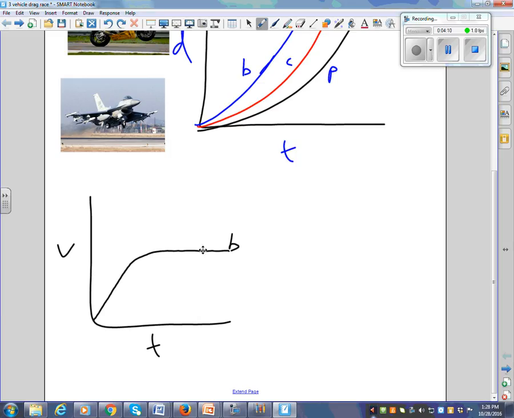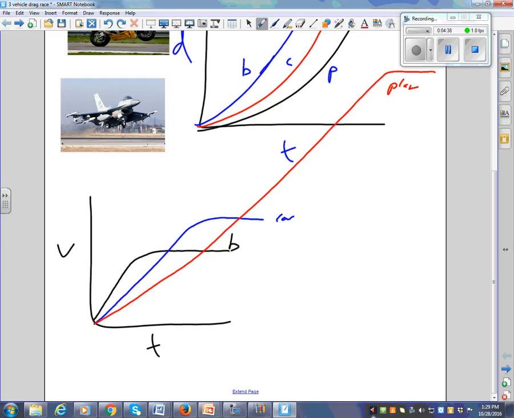The car takes a little longer to get up to speed, but it ends up going faster, so it's going to go like this, right? And the plane takes even longer to get up to speed, but it has a much higher top speed before it maxes out, right? Something like that.